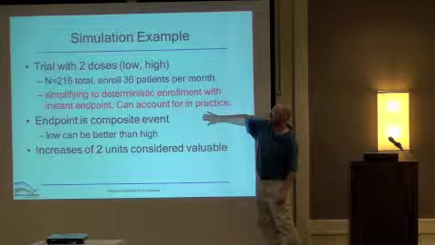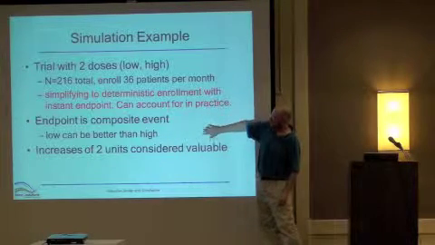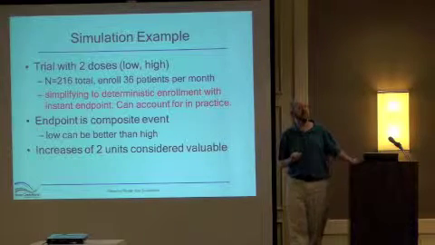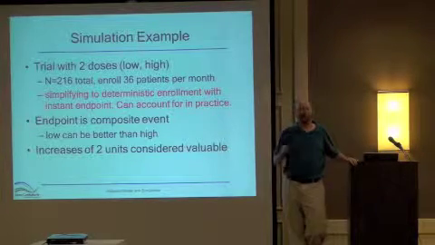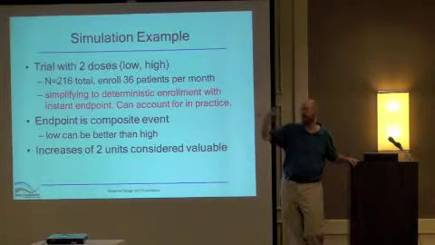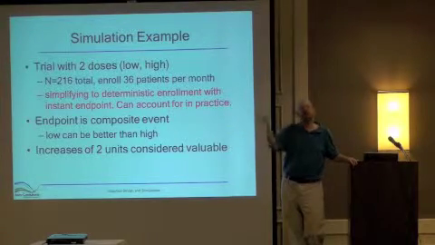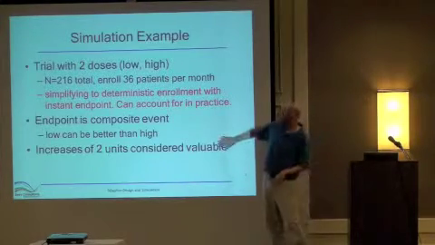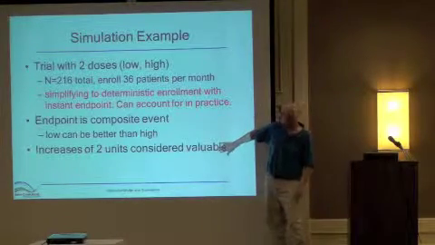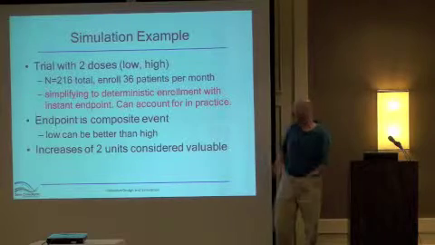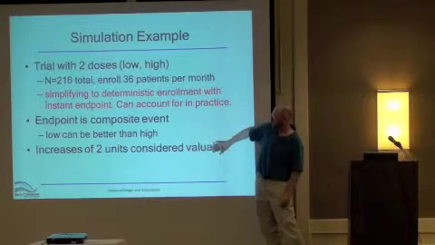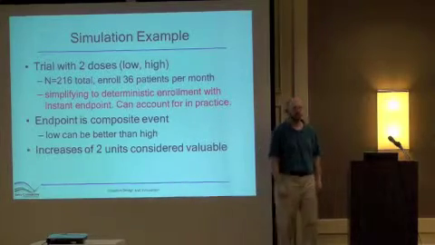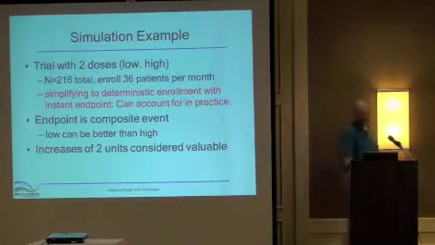the endpoints. The endpoint is a composite event. So this is a situation where the low dose can actually be better than the high one. The thing modifies it, but something can go wrong. The low dose might be better, the high dose might be better. I also have a scale. This is actually a real trial, but I've censored a lot of the details. Increases of 2 units are considered valuable. So medically it's important if we get to 2.